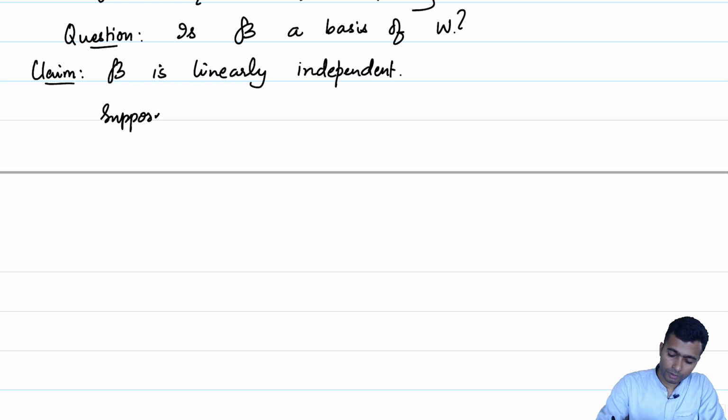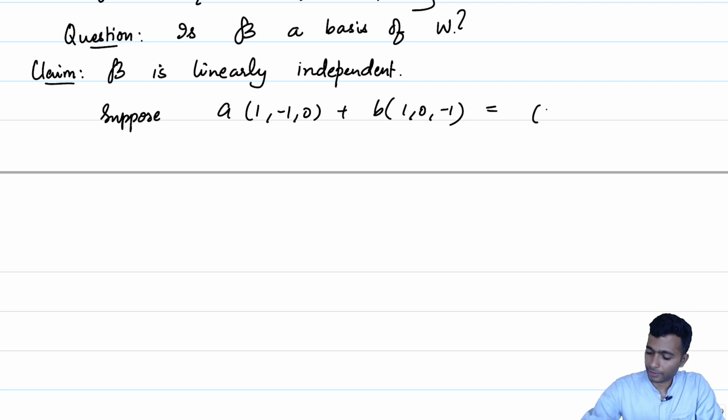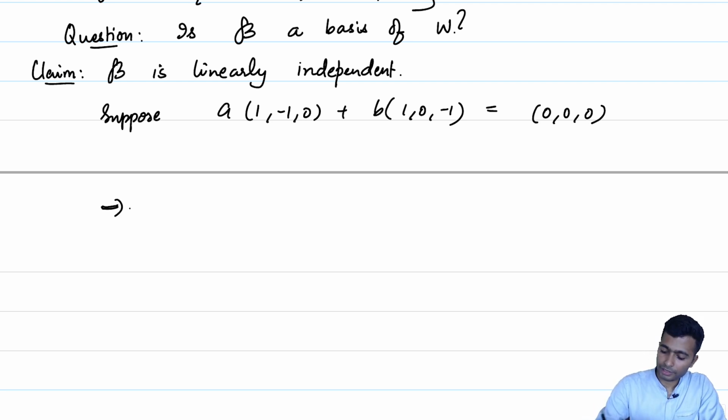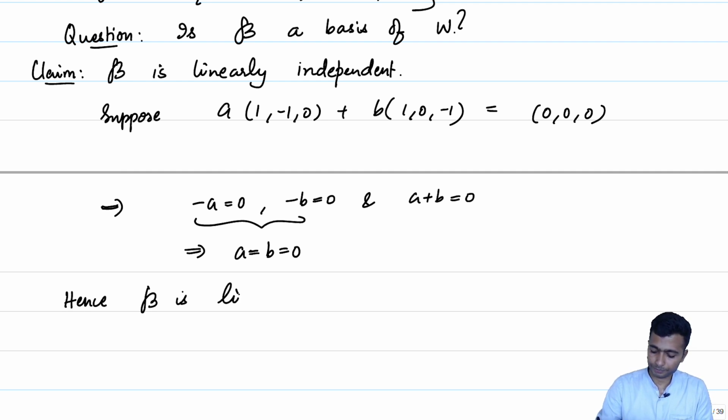Suppose A times 1, minus 1, 0 plus B times 1, 0, minus 1, I guess these were the two vectors, is equal to the 0 vector. This would immediately tell us that minus A is equal to 0, minus B is equal to 0, and A plus B is equal to 0. The first two already tell us that A equals B equals 0, and it is consistent with the third. Hence this forces A and B to be 0, which gives that B is linearly independent.